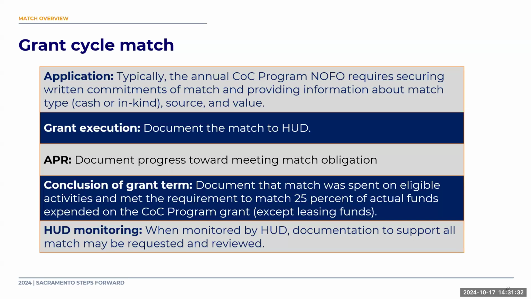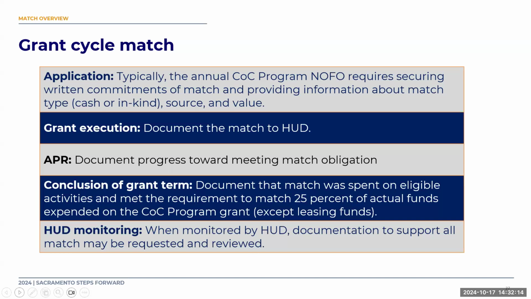At grant execution, HUD is going to ask you again to confirm what your matching funds will be for that project. It could be exactly the same as you put in your application, or it could have changed and you need to redesign and get new commitments for your match. At grant execution, if you have certain types of match, like in-kind services that we'll talk about, you're going to need additional documentation in order to go to a grant agreement and be able to launch your new program or access your renewal funds. If you have a brand new program, HUD is going to ask you for match documentation at the beginning of it.